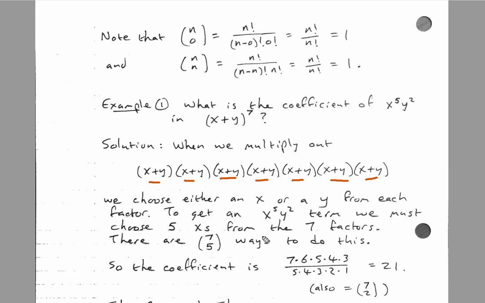Alright, so the coefficient we're looking for is C(7,5), or 7 choose 5. So start with 7 on the top and go down. So we need 5 numbers here. 5 factorial on the bottom, and as usual we can cancel, so that's just 21.